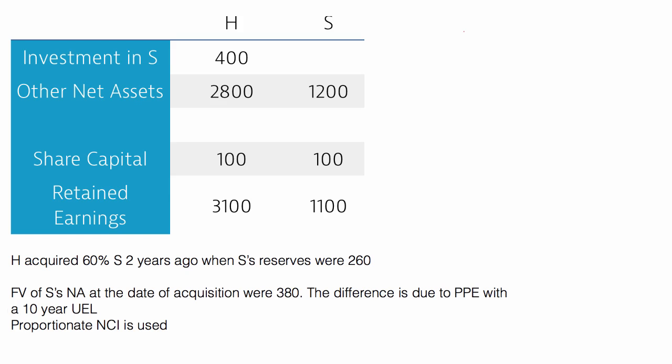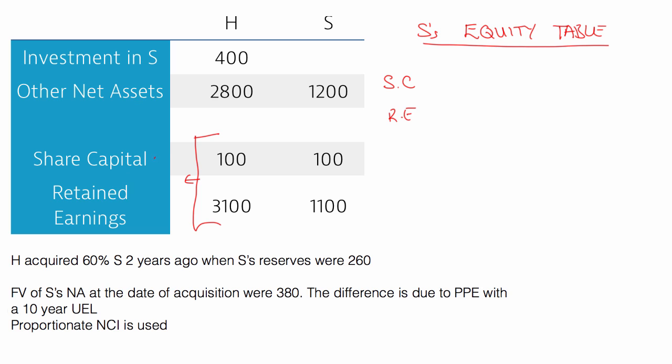So what we're going to move on to now is a working that we're always going to do when we have an SFP, often when we have an income statement question as well, an equity table, and it's S's equity table. Remember I said that equity is whatever's in there, so that's what you do. Whatever is in the equity, you just write down here. So we had share capital and retained earnings. Share capital and retained earnings, just write that in.